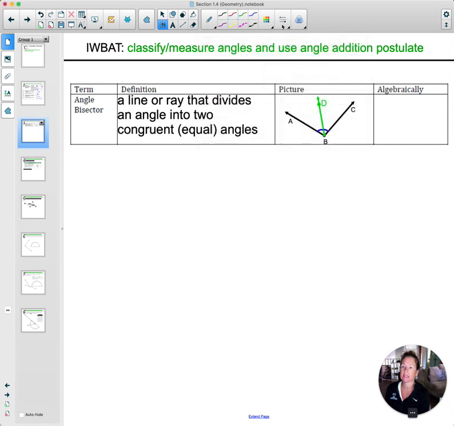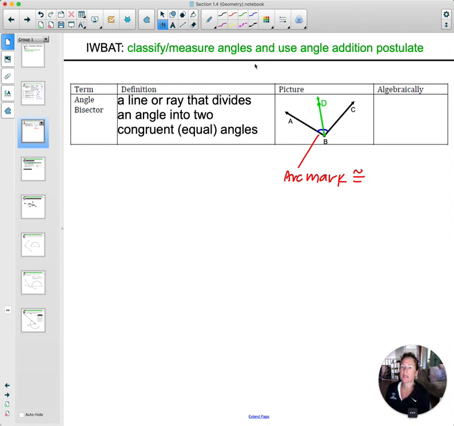Angle bisector: we talked about bisect a couple lessons ago. Remember, bisect just means split into equal pieces. That means that this side of the angle and this side of the angle are identical in measure. So if this one is 30 degrees, this one is 30 degrees. This little arc here is called an arc mark. It's like a tick mark, and it just means that those sides are congruent. If you ever see that on a diagram, it means that those angles are congruent.